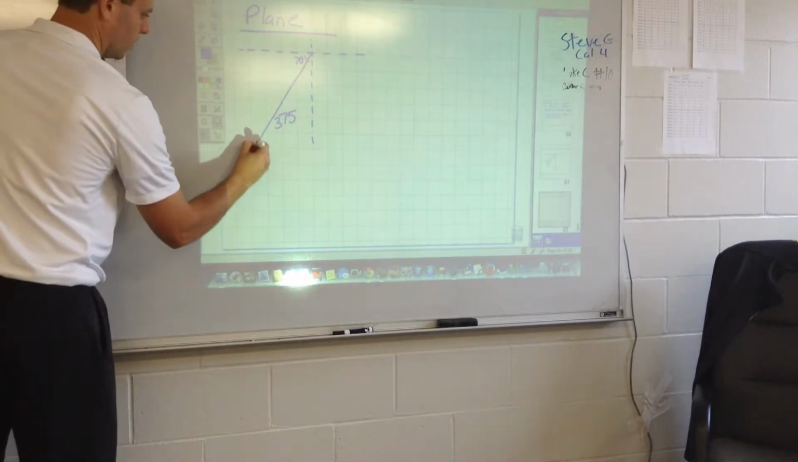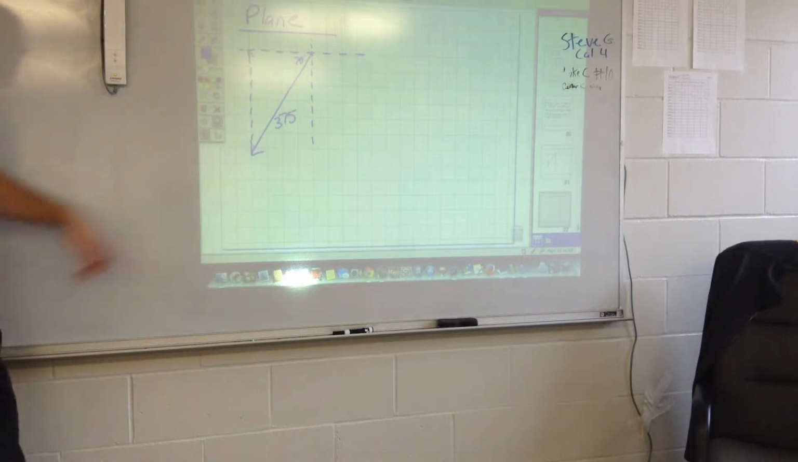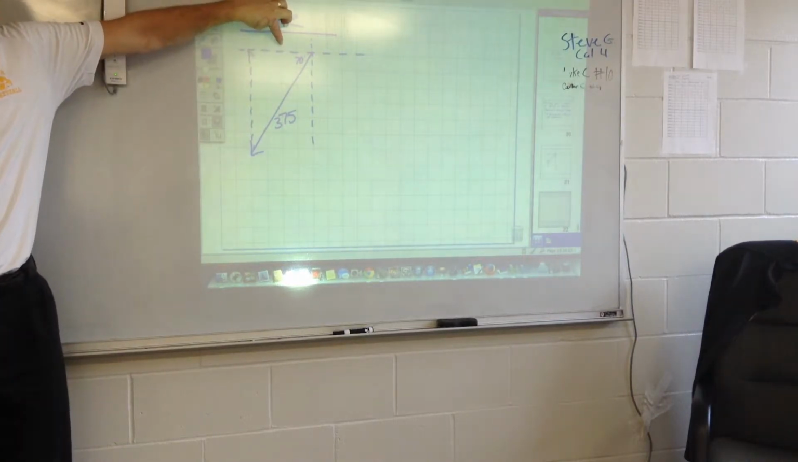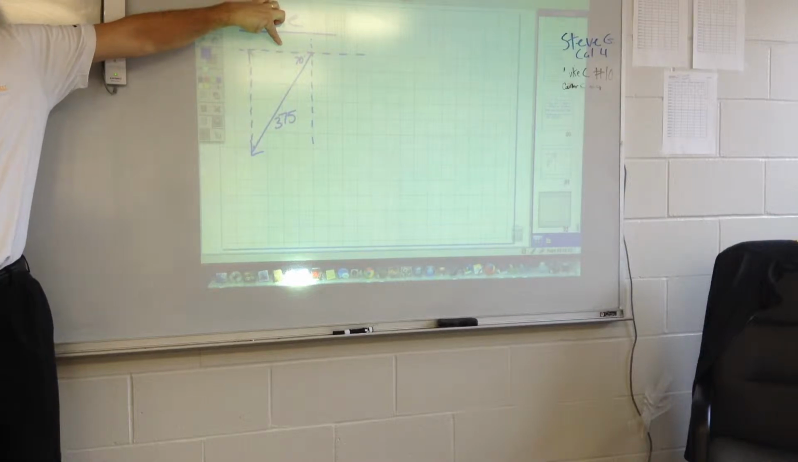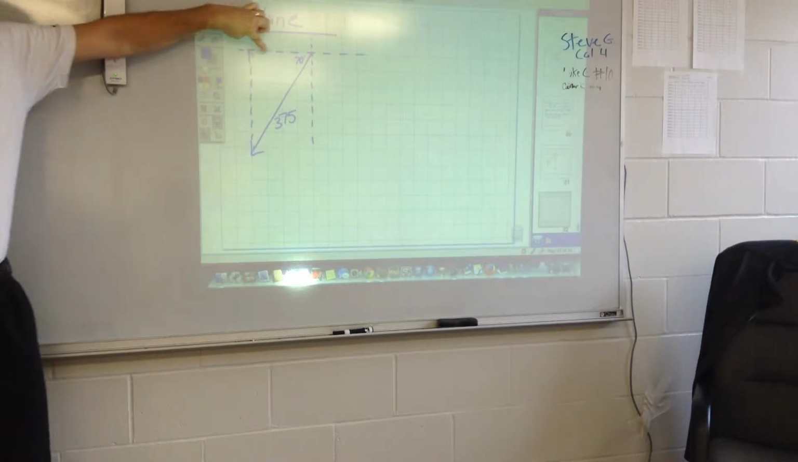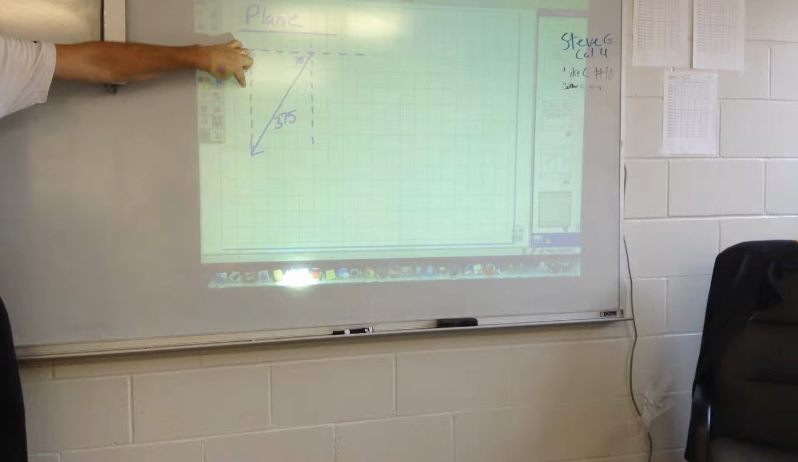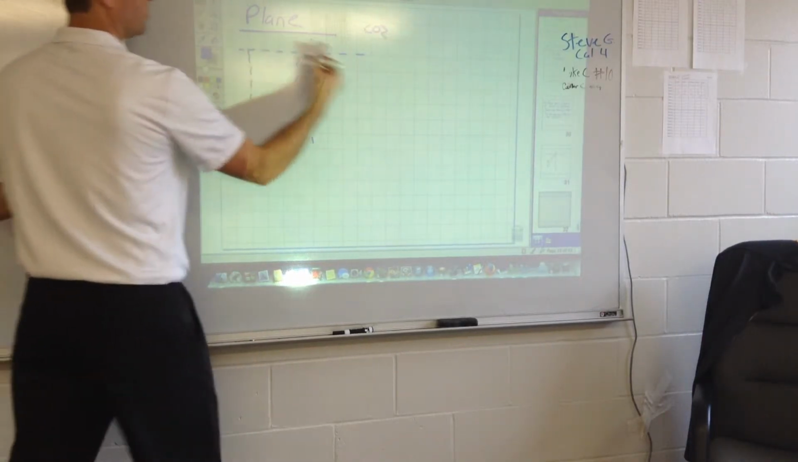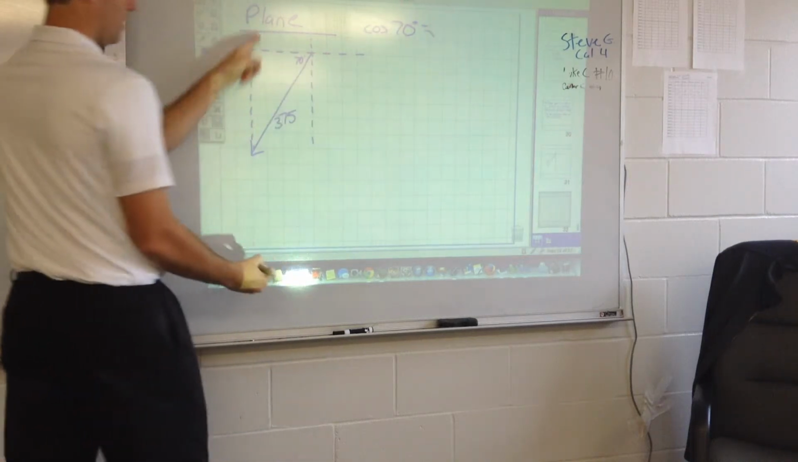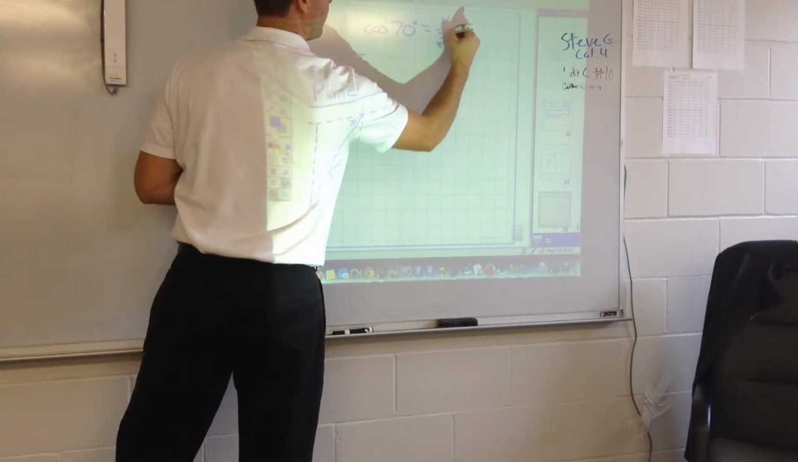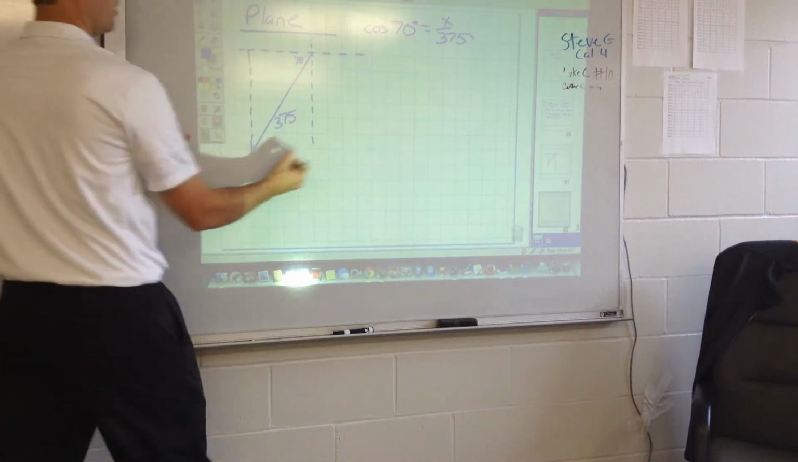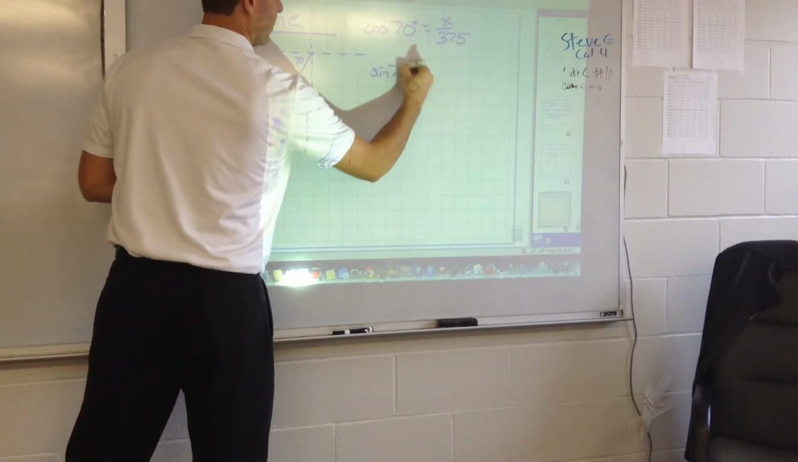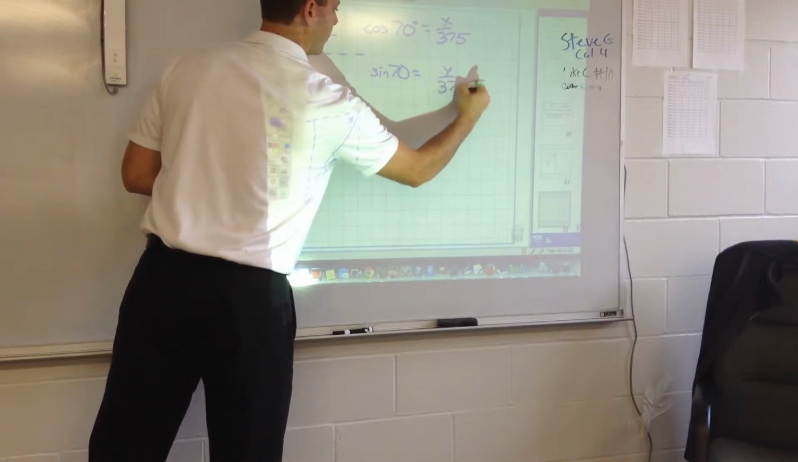Okay? So, do this. How am I going to find the x component? I'm not drawing to scale. Use cosine. How am I going to find the y component? Use sine. Go ahead and do that. Okay. Cosine of 70 equals x over 375. Sine of 70 equals y over 375.